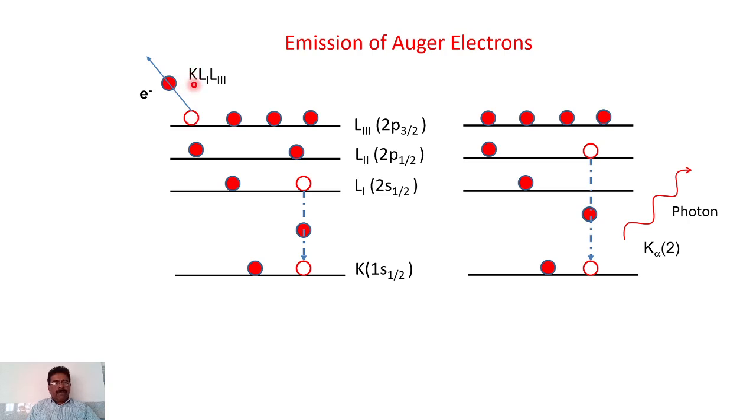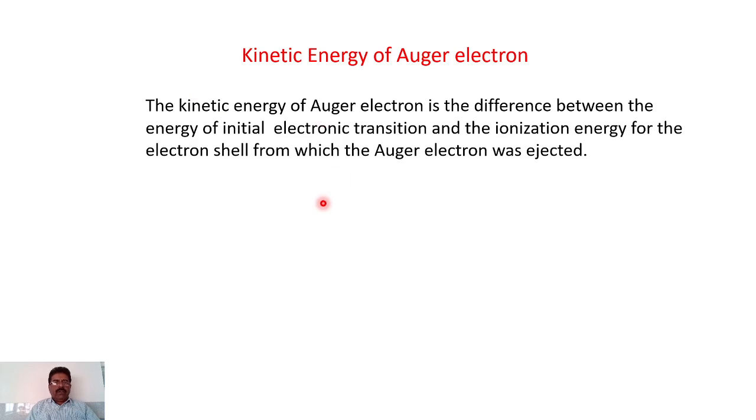of this electron. So the kinetic energy of the electron will be the energy released during the transition between the inner shell and outer shell electron, minus the binding energy of the outer shell electron, that is the Auger electron. The remaining energy will be the kinetic energy of this Auger electron. So the kinetic energy of the Auger electron is very important, and we shall discuss here what its importance is.